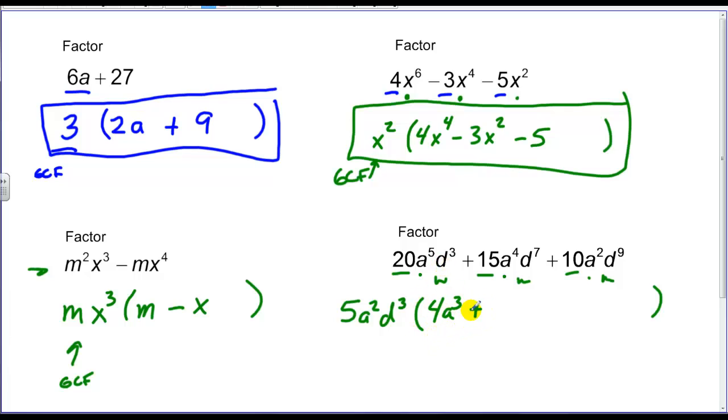I'm going to need an addition. 5 times what is 15? That's 3. A squared times what is a to the fourth? That's a squared. D cubed times what is d to the seventh? I need 4 more d's, so that's d to the fourth.